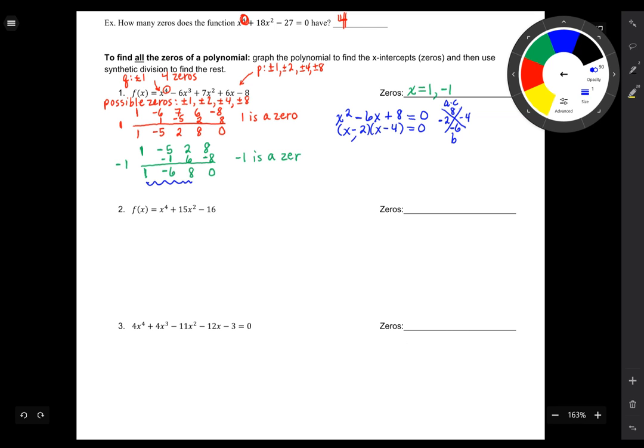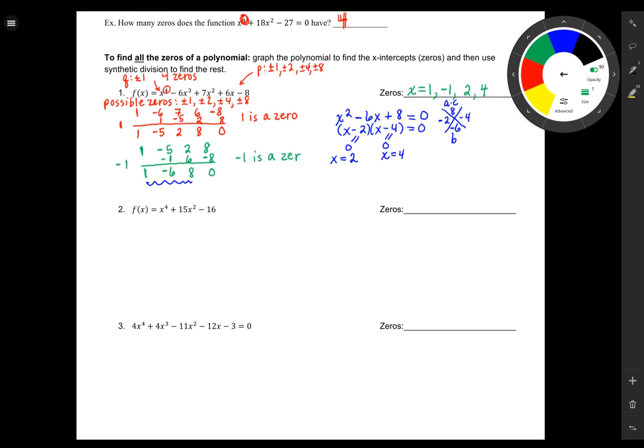And our last step in solving is to use the zero product property and set both of those equal to 0. So when you set the first expression equal to 0, you get x equals 2 because you'd add 2 to both sides. Here you'd get x equals 4. So here's your remaining zeros. And we found all the zeros.